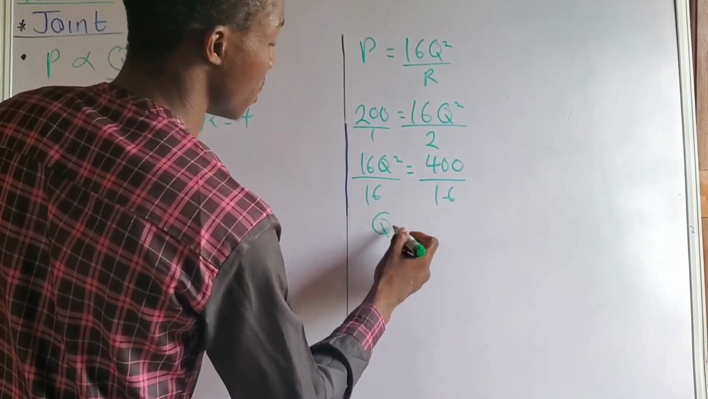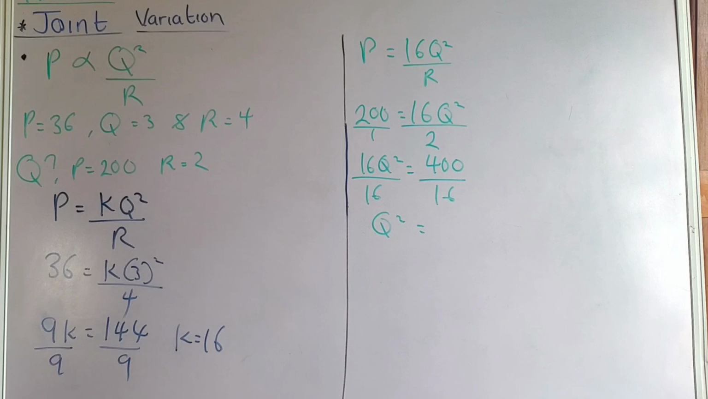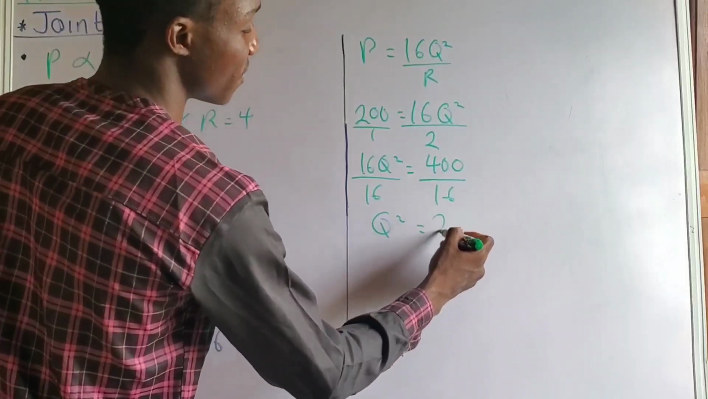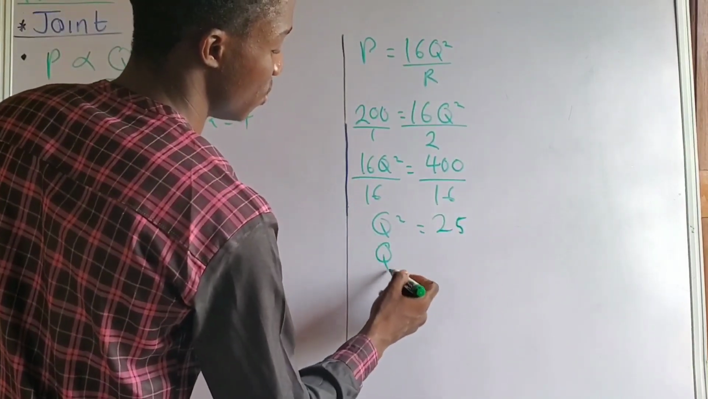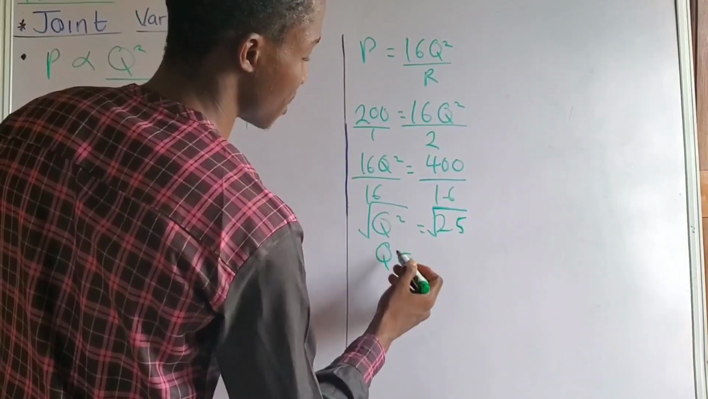I'm going to have Q squared is equal to, now, please, I want you to pay attention very well. You can do this in two ways. You can take the square root of both sides directly, and you can punch your calculator. It's just that, okay, let's do it step by step. 400 divided by 16, that is 25. So we're going to have 25 here, and Q is equal to the square root of 25. Take the square root of both sides. Q is equal to 5.